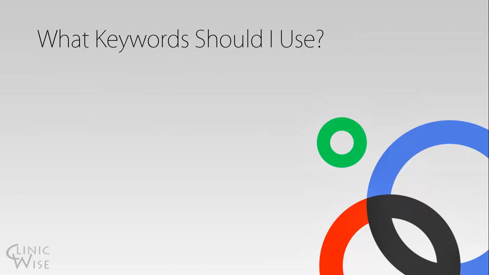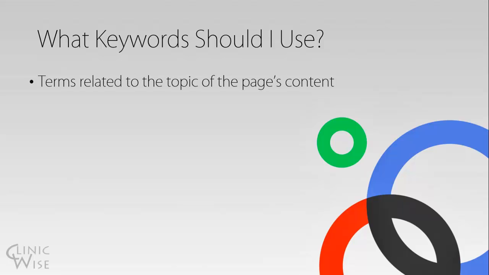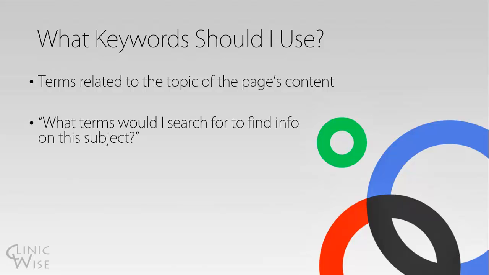So now that you have an idea of how and where to inject keywords into your content, how do you figure out what keywords to use? The keywords should be related to the page's topic. This page is about X, or this page is about Y, X and Y being your keywords. Ask yourself, what terms would I use to search for information on this topic?